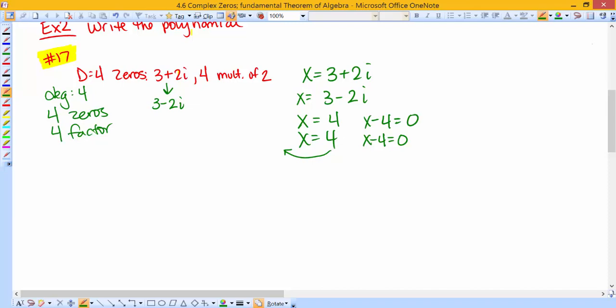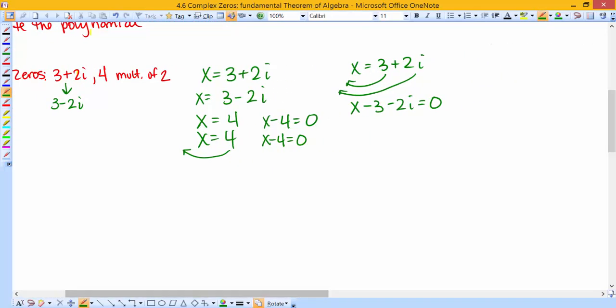So when I am writing my complex zeros, I would start with x equals 3 plus 2i, and I want to move both of these over here. So this would be x minus 3 minus 2i equals 0. Now when I look at this second one, so here was this one. Let me just use a highlighter. So this one is right here. Now I'm going to move this one.